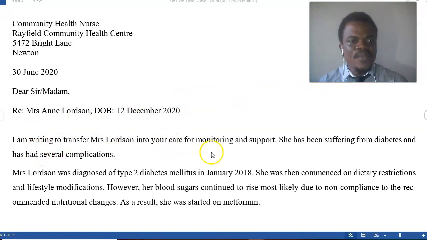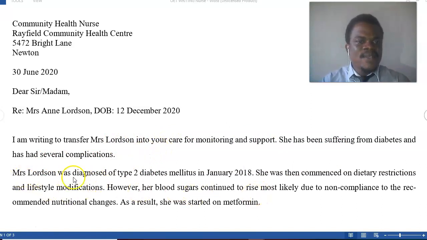Look at my introduction. I'm writing to transfer Mrs. Lawson into your care for monitoring and support. That's actually the reason why we are transferring, the purpose of this letter. Then what have you done for this patient? She has been suffering from diabetes and has had several complications. See how I summarize things? So that's all for the introduction. We go to the first paragraph.